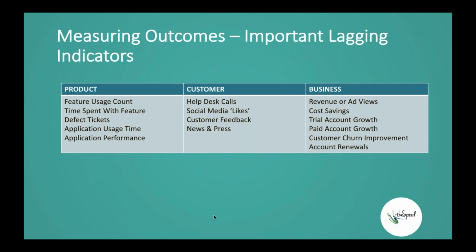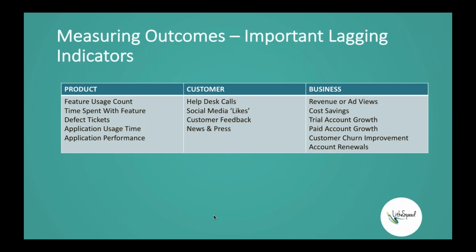In the product space, we might measure feature usage. How many times did people use this new feature that we just deployed? How much time did they spend with that feature? Is it of great use and value to them that they're spending time with it, or did they click it once and kind of poke around at it and get out? Are we getting a lot of defect tickets because of the changes we've made? Are people spending more time with the application? How's the application performing? All of these things are sort of measures of the product outcome. Did our product improve, if you will?